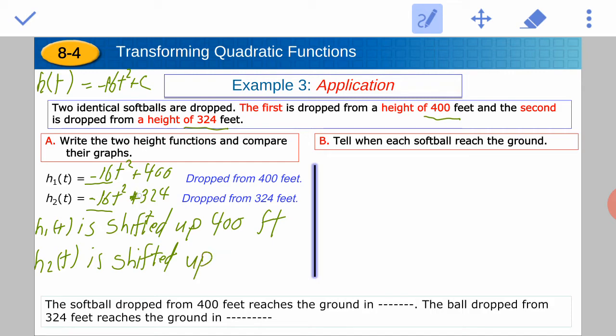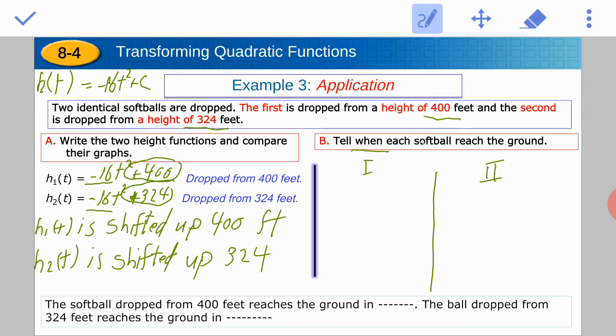Guys, if this constant c is positive, it's up. If it's negative, it's going to be down. Since it's positive in both equations, it's a vertical translation up 324 units. The second part is quite interesting, guys. We need to find when each softball reaches the ground. When means I'm asking you about the time for both softballs. Let me divide this page into two parts. The first part for the first softball and the second part for the second softball, guys.